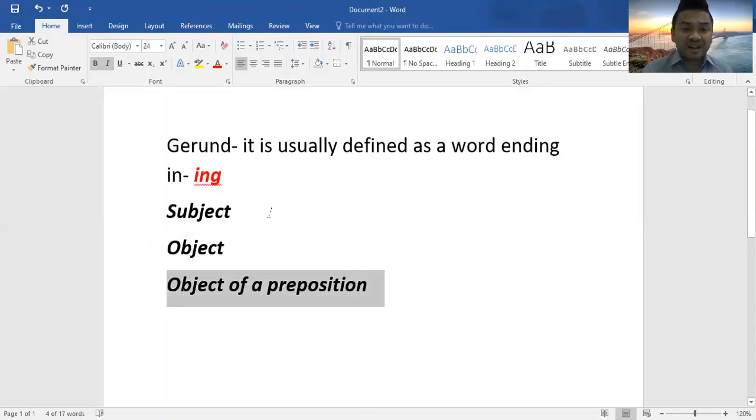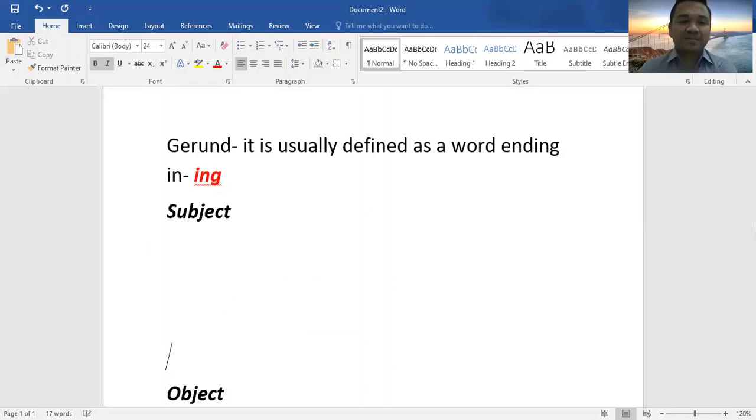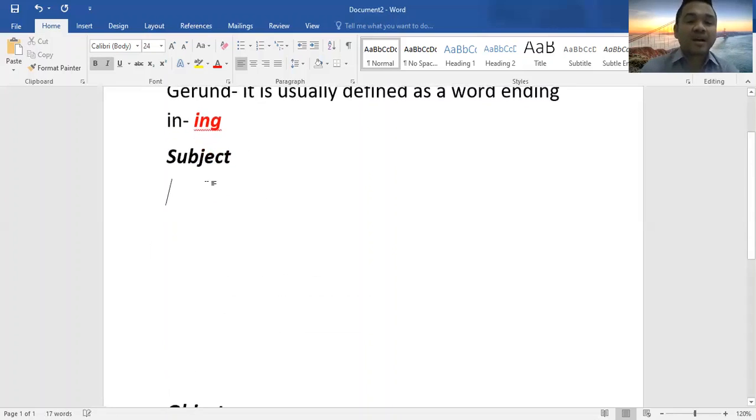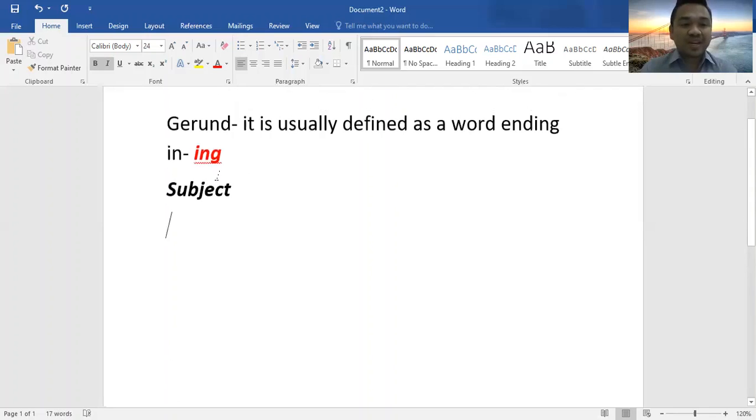Let's start first with the first usage, which is the subject. Gerund can be a subject of a sentence. When you say subject, do not forget, it is the one who makes the action, the one who performs the action, the doer of the action.